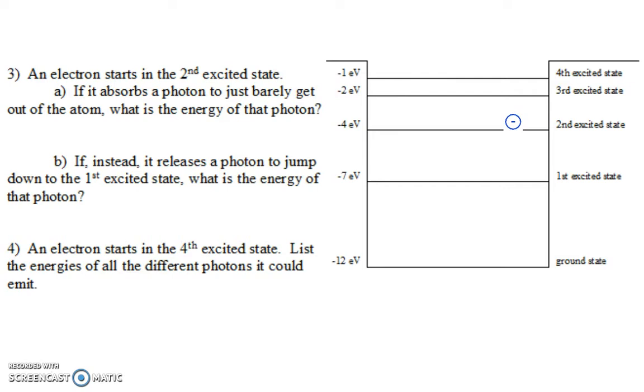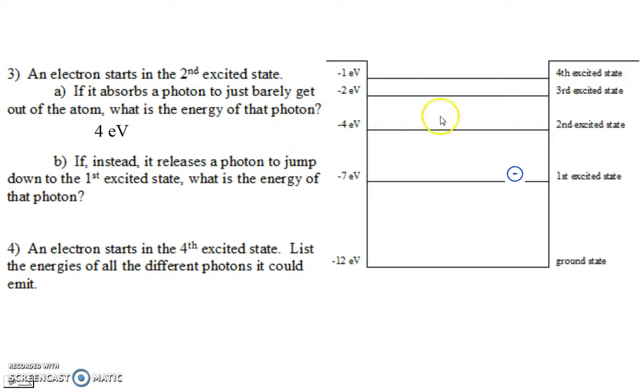Okay. Number 3, electron starts in the second excited state. It absorbs a photon just barely enough to get out of that, and what's the energy of that photon? Well, it's at -4, so how much does it need? It needs 4 electron volts to get to 0, right? The top of the well here, the edge of the atom, is at 0 electron volts. It just needs exactly the amount to replace this missing energy. Now, what if instead it releases a photon, jumping down to the first excited state?